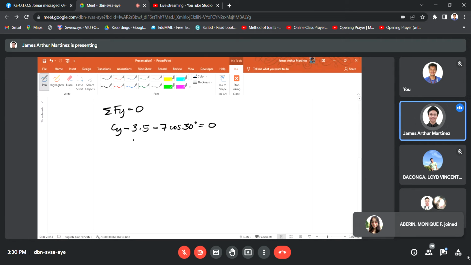So, in this equation, class, we only have one unknown variable, meaning we can compute Cy directly, and that is, how much is it? 3.5 plus 7 cosine 30, that is 9.562.